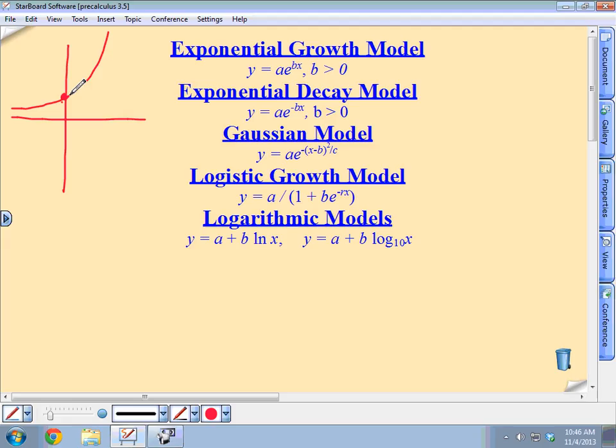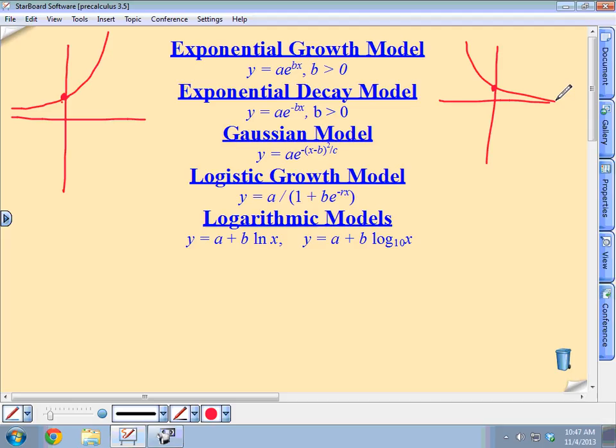Now the exponential decay model is really the same thing, only you have a negative b. This will be used when you have models where things are decaying or losing over time. So, for example, you could use the exponential growth model to model the increase in goldfish in a particular pond. If they were reproducing at an exponential rate, you could use that model to figure out how many goldfish you would have in a certain period of time in the future.